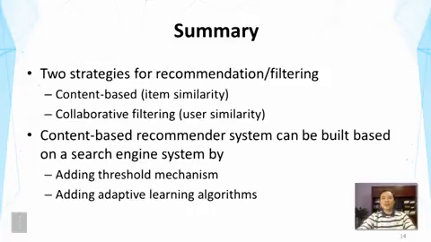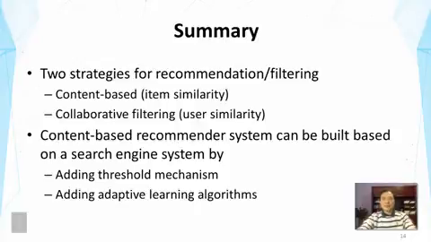So to summarize, there are 2 strategies for recommender systems or filtering systems. One is content-based, which is looking at the item similarity, and the other is collaborative filtering, which is looking at the user similarity. In this lecture, we've covered the content-based filtering approach. In the next lecture, we're going to talk about collaborative filtering.